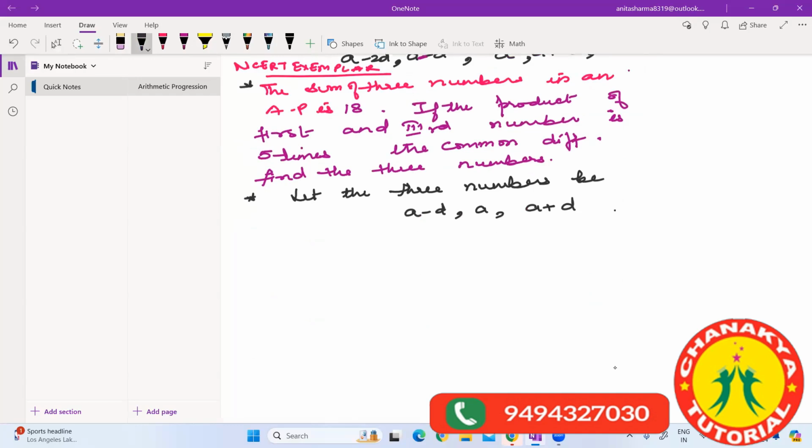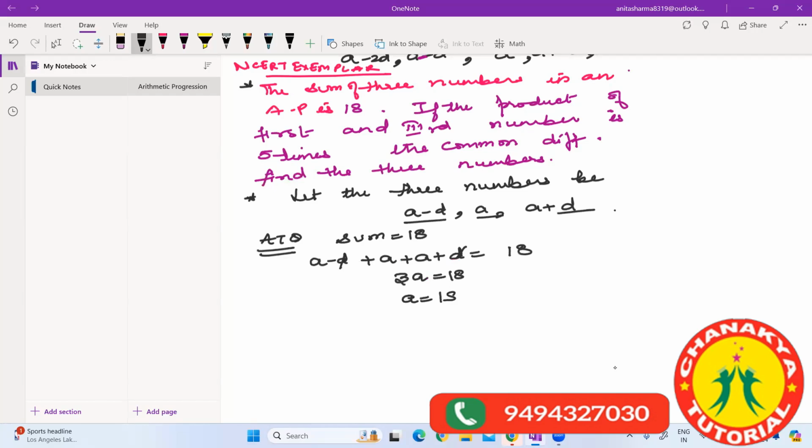Now next, according to the question, you have been given their sum. Sum of the numbers is given as 18. Now add these three numbers. A minus D plus A plus A plus D is equal to 18. Now D and D cancel, then 3A will be there. Now the value of A will be 18 by 3, which is 6. So we have got the value of A as 6. Understood this thing?